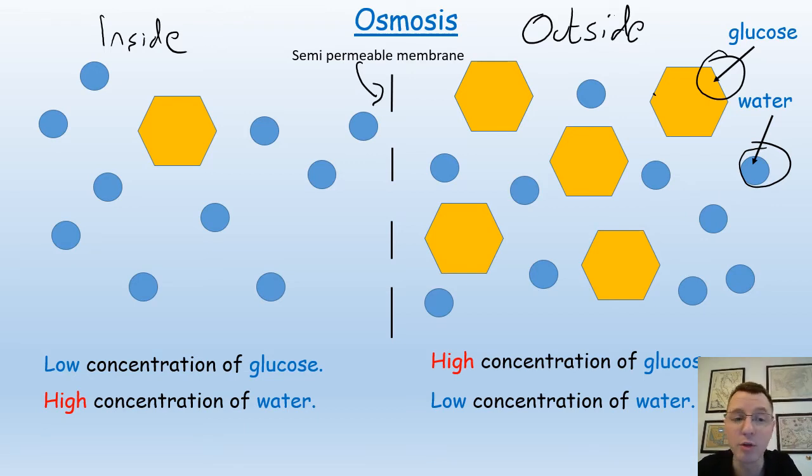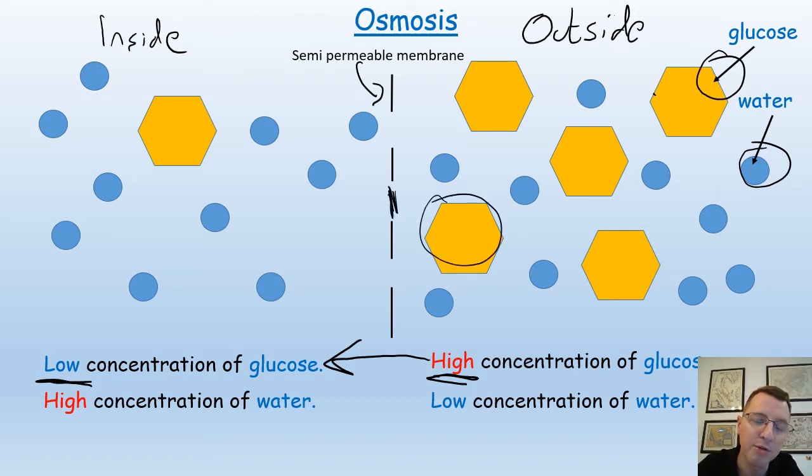If we consider the glucose first of all, on this side we only have 1 glucose molecule, so that would be a low concentration of glucose. However, outside the cell we have a very high concentration of glucose. So you would expect that the glucose would try and move from high to low by diffusion. But if you look carefully, 1 glucose molecule cannot possibly fit through the gap in the semi-permeable membrane. Therefore, we cannot possibly have any diffusion of glucose.